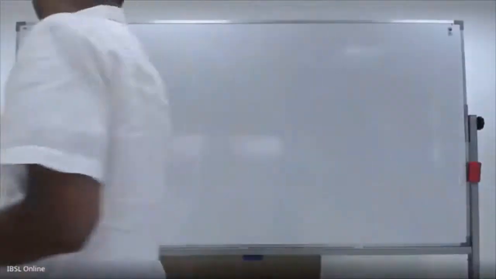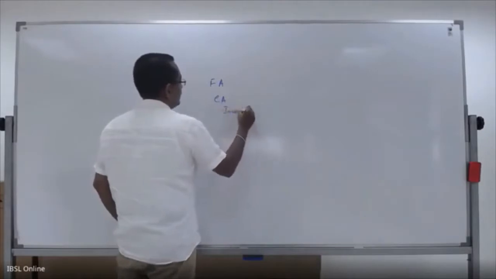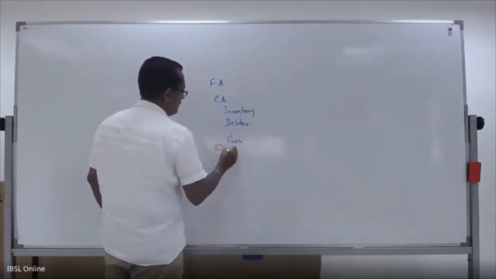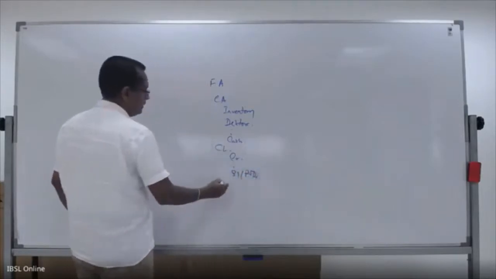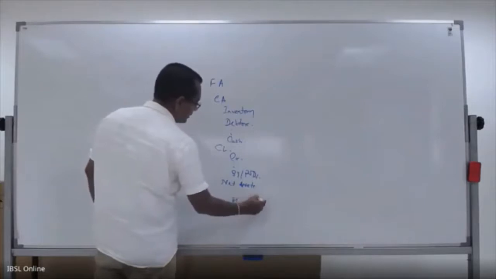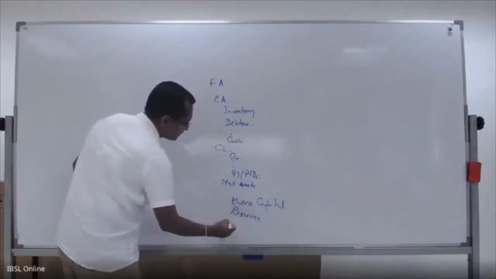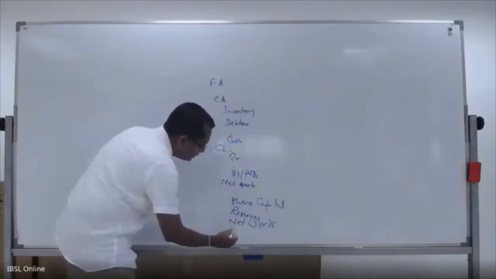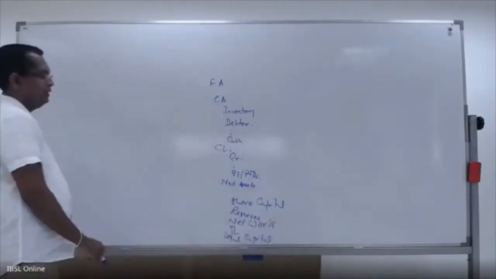Look at the board, right? We have fixed assets, current assets, which is inventory, debtors, cash, current liabilities, which is creditors, short-term and PODs, net assets, share capital, reserves, net worth, term loans, total capital, right?